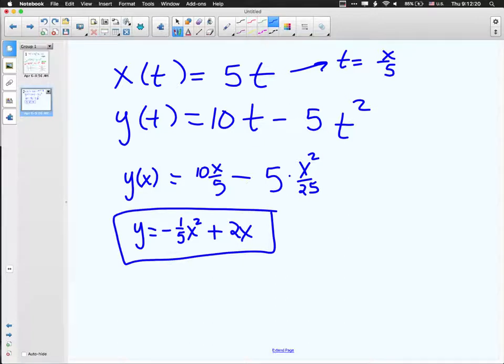On your calculators, please graph for me y equals negative 1/5 x squared plus 2x. Can I leave it the other way? No. Does that look like the correct graph? Is it a parabola? I think it is. It sort of looks like it stops for some reason. I don't know why it does that. Let me take a look here.